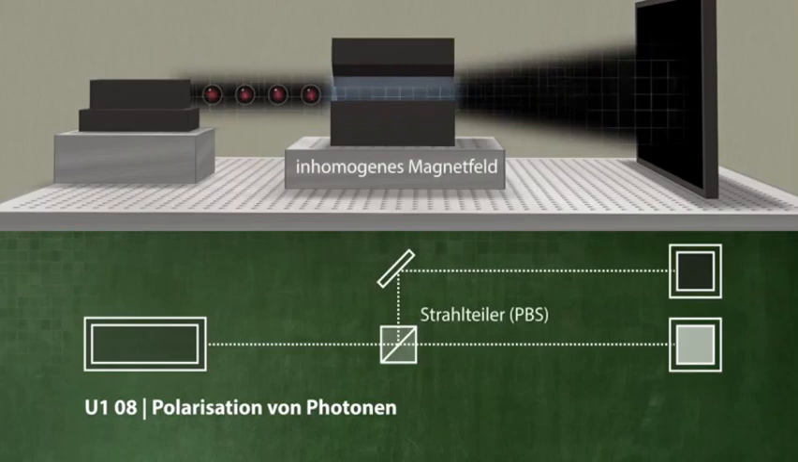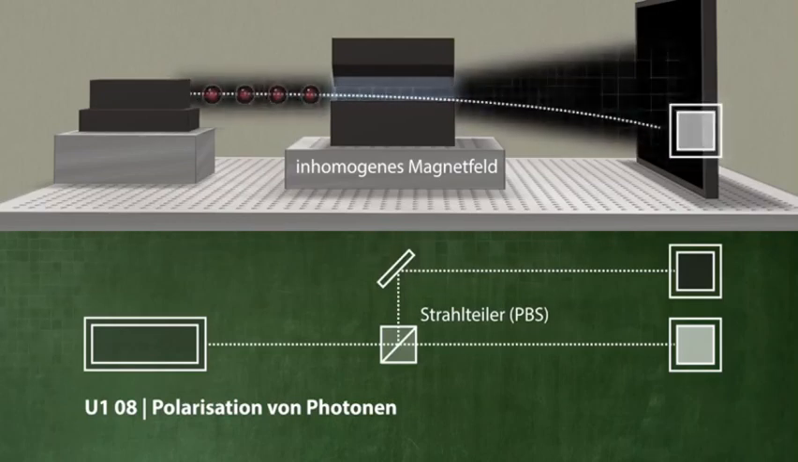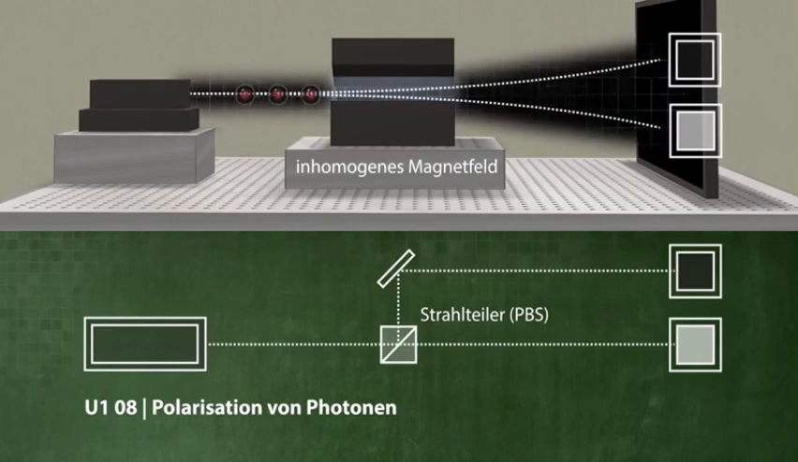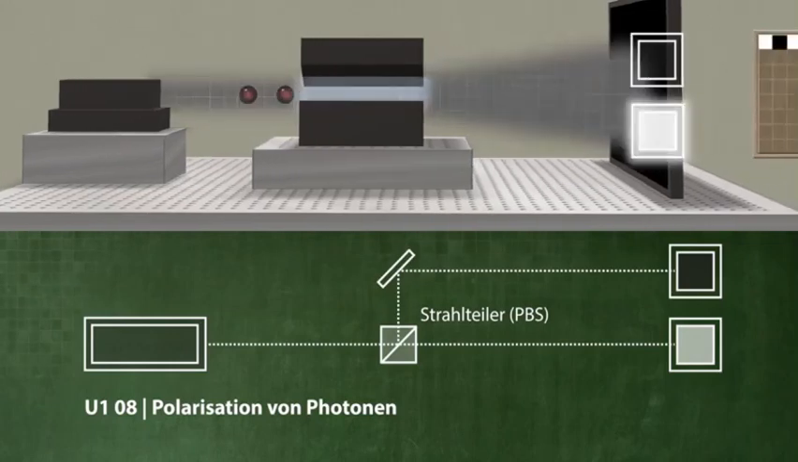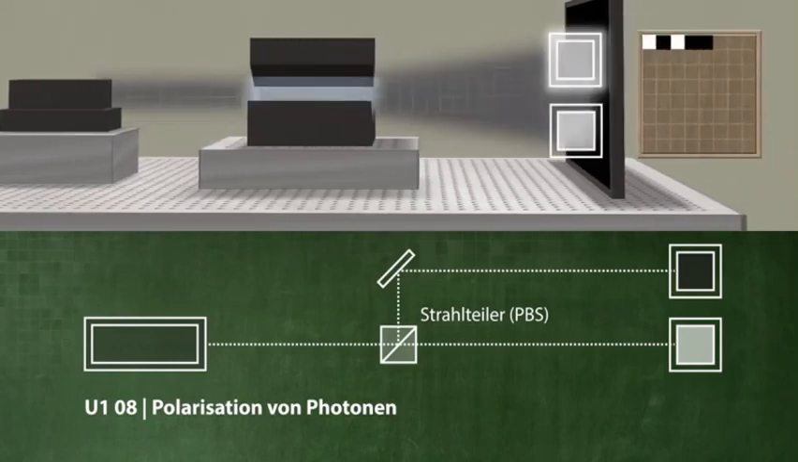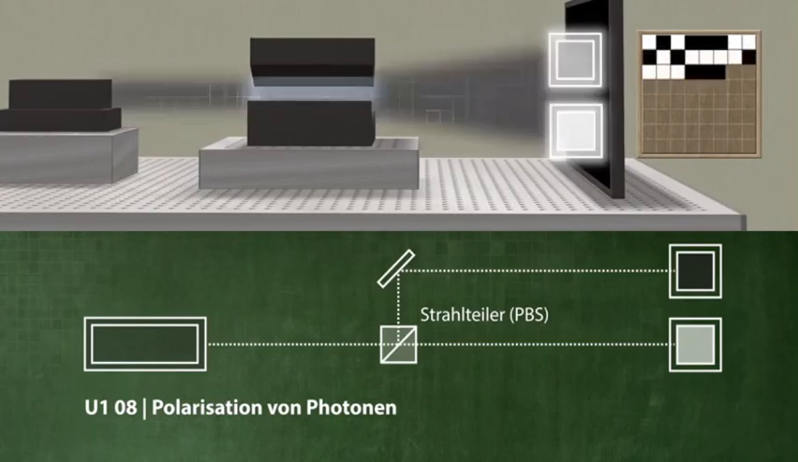Here, the polarizing filter corresponds to the inhomogeneous magnetic field. Just like with photons, in a single experiment, it is completely random whether the spin points in the direction of the polarizing filter or in the opposite direction. The result is a black and white random pattern.